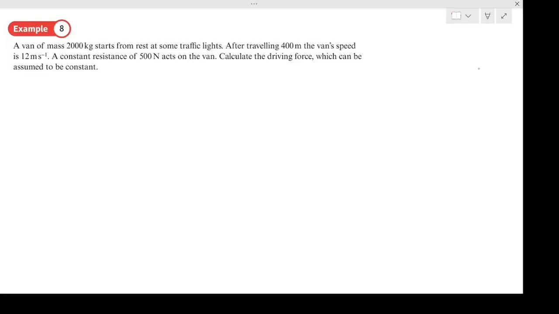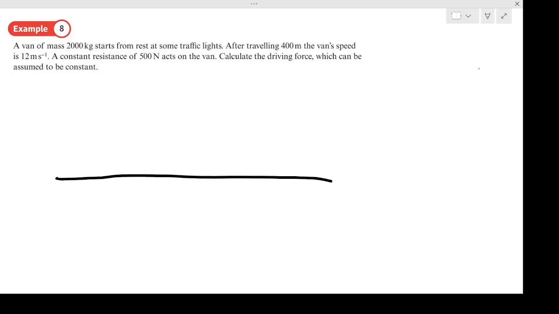I've got this question here first. Here we're told a van of mass 2,000 kilograms starts from rest. After travelling 400 meters, the speed is 12. A constant resistance of 500 newtons acts on the van. Calculate the driving force. Before we do anything, let's firstly draw the situation.